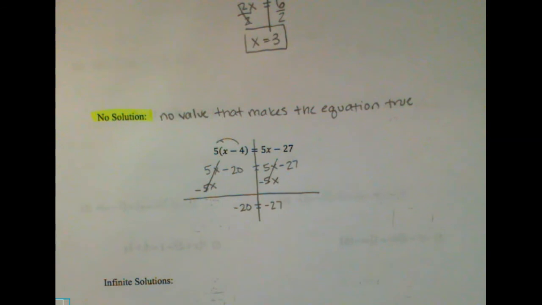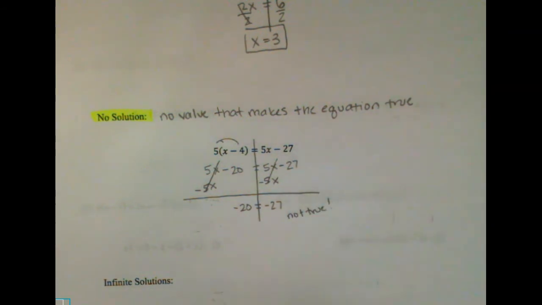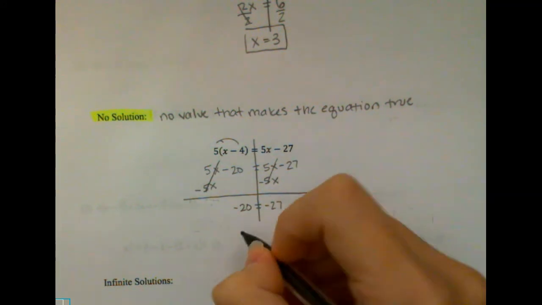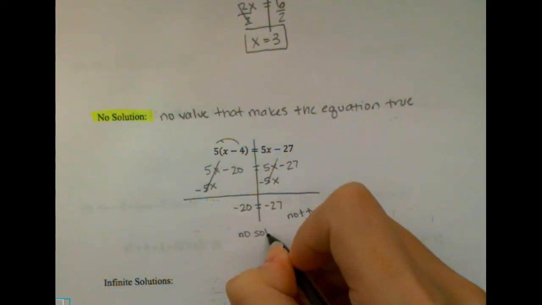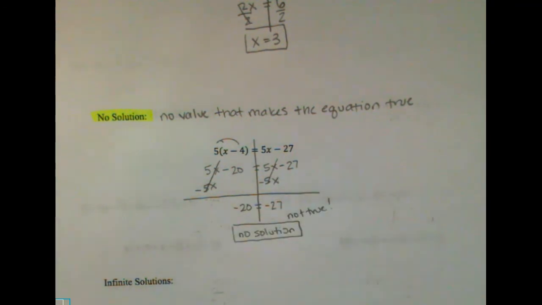And you're going to look at this and you think, wait a second, this equation is saying that the number negative 20 is equivalent to the number negative 27. Is this true? No, this is not true. That's just a false statement. Mathematically, that doesn't make any sense. So the answer to this is there's no solution. This is saying this is a false equation. Okay, so if you get to a point at the very end where all your variables cancel out and you're left with two numbers that don't equal each other, that's a no solution.